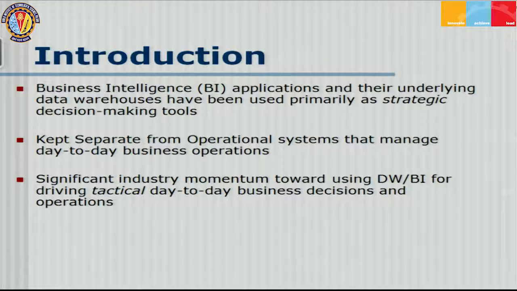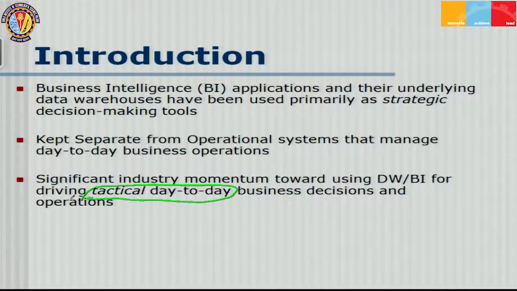So BI applications and their underlying data warehouses have been used primarily as strategic decision-making tools that we know for a long time now, and they are kept separate from operational systems that manage the day-to-day operations. So there is significant industry momentum towards using DWBI for driving tactical day-to-day business decisions and operations. So that has changed the data warehousing landscape, and everybody is trying to move towards real-time data warehousing solutions.